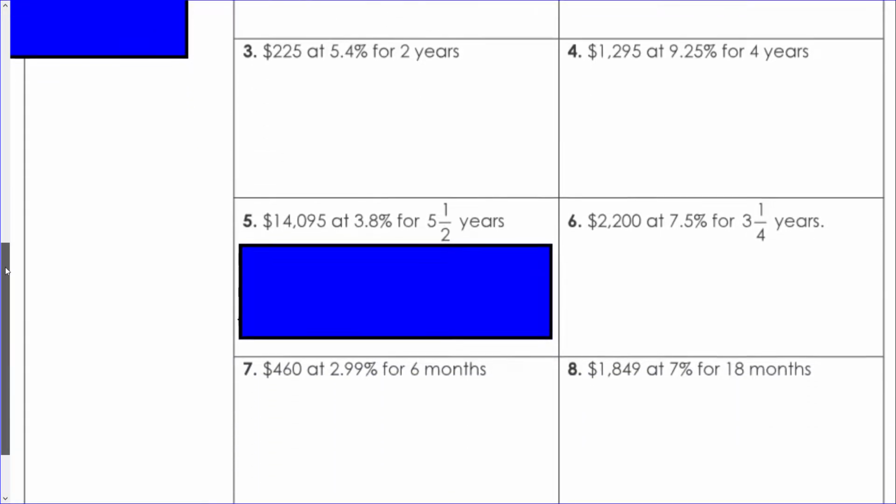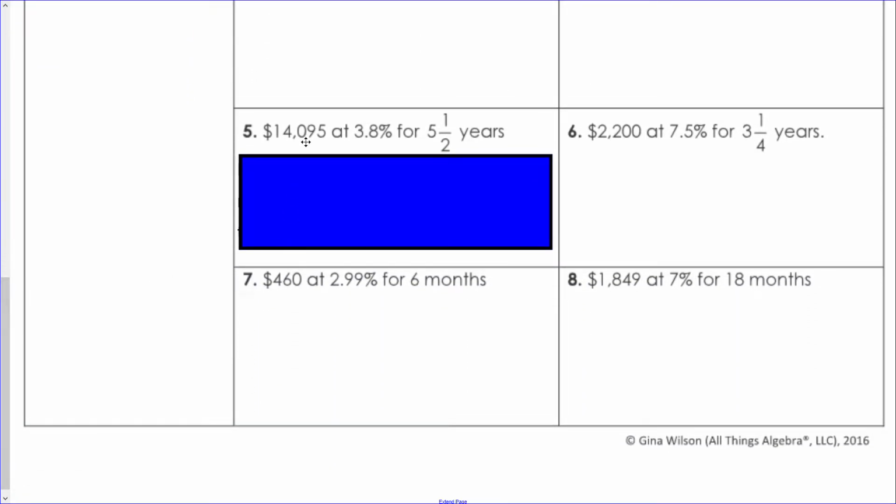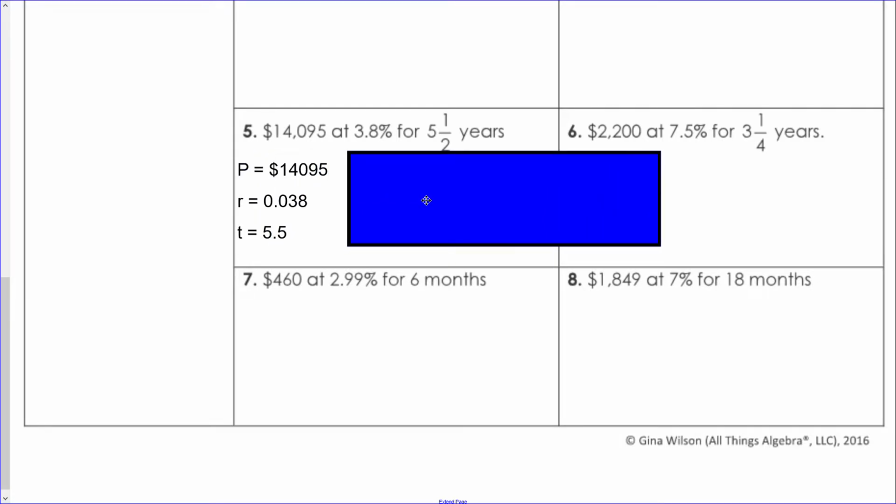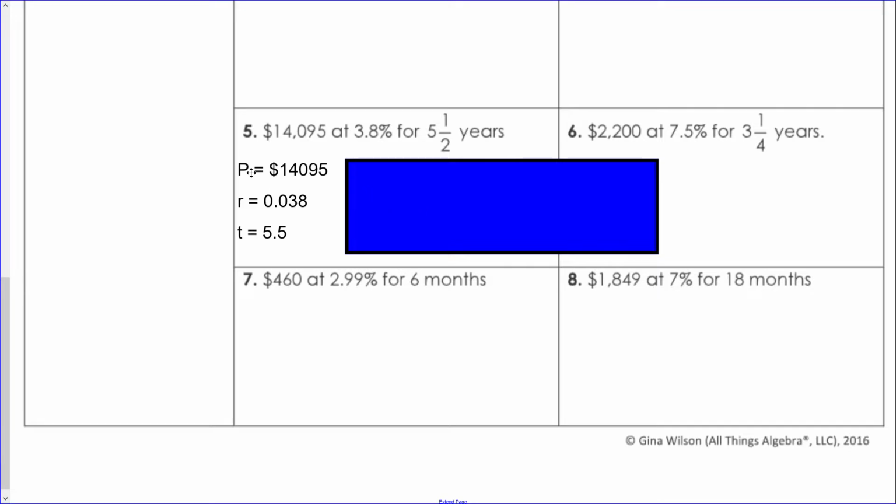Okay, so a little farther down that same page, question 5 here we will do as well, and I wanted to do this one because the numbers are just a little more complicated so that I could remind you of a few things. Principal again is fairly straightforward, so $14,095. The rate, 3.8%, make sure that becomes 0.038, not 0.38, which would be 38%. I'm sure everyone would love to get that much of an interest rate, especially if you're earning something, but it's just not likely to happen. So 3.8% for 5.5 years, so make sure you're doing 5.5.